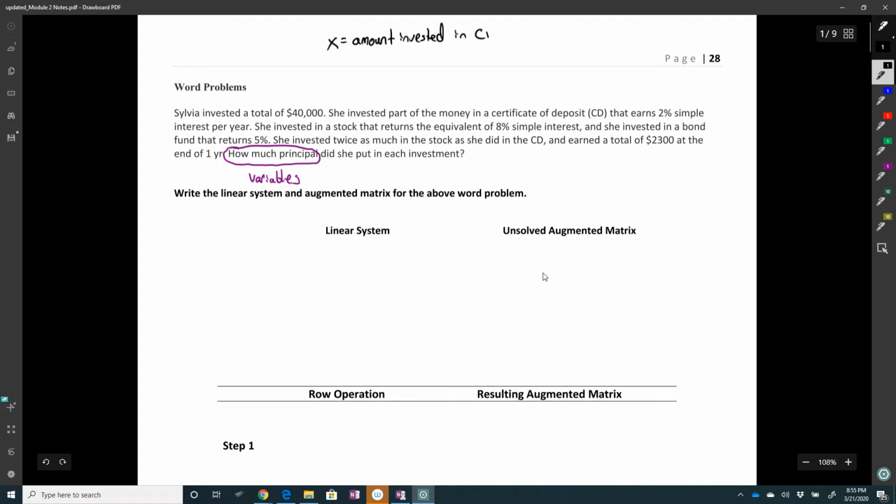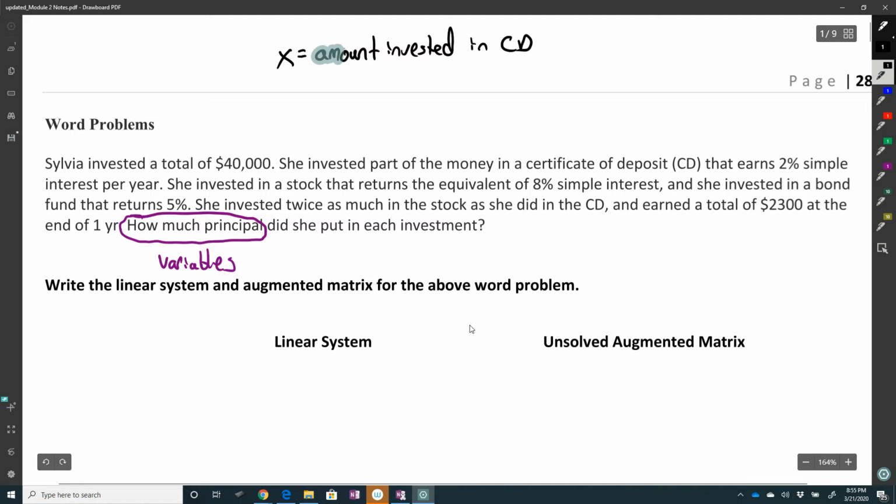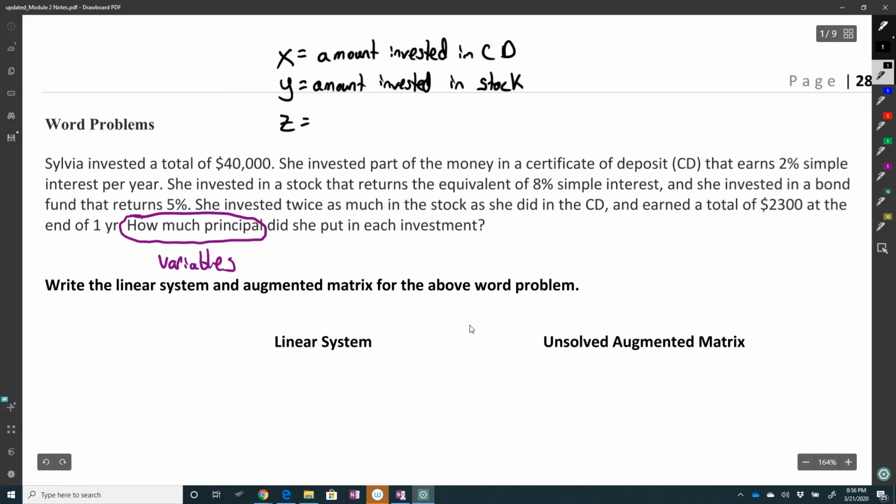Apologize for my handwriting. Let me zoom in. There we go. Let me rewrite this. So x is the amount invested in the CD. We have y, which is the amount invested in stock. And then we have z, which is the amount invested in the bond.